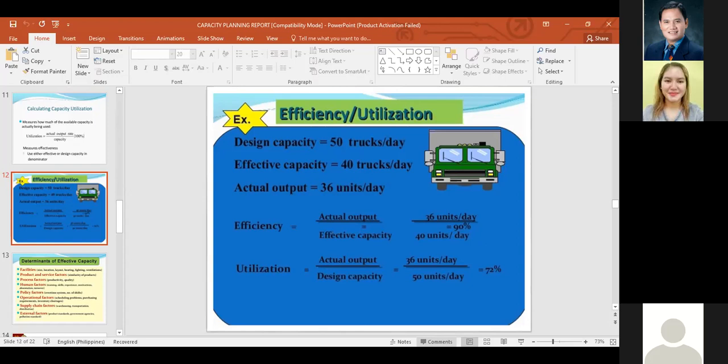And then for the utilization, we take the actual output, which is 36 units, divided by the design capacity, which is 50 units per day. So 36 over 50 times 100% is 72%. So 72% is the utilization rate.